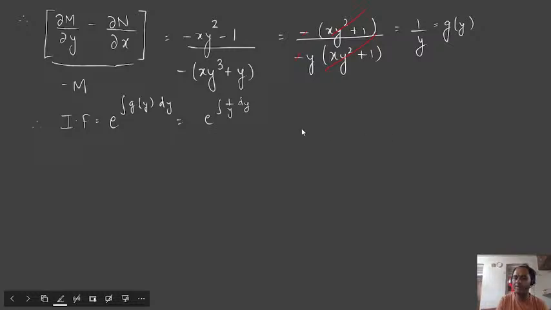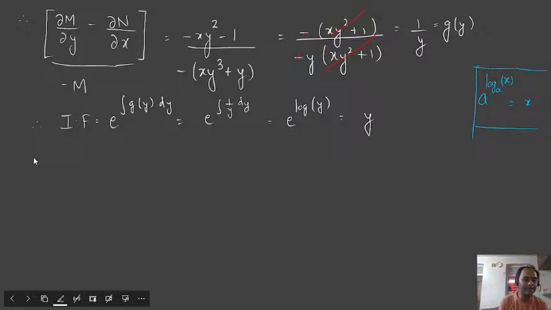Now, remember, integration of 1 over y is log of y. Now you have a very wonderful property from logarithms coming into the picture, that is a to the power log of x to the base a is x again. So if you use this property, then you will get your answer here as y. So this is the IF that we got.